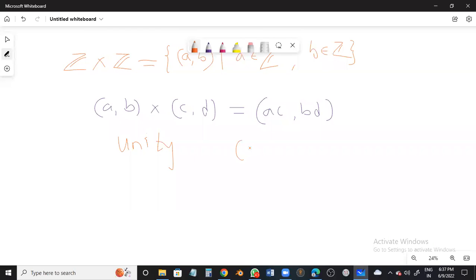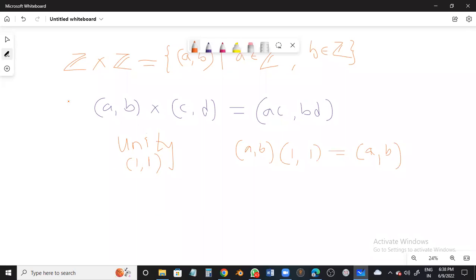So suppose you have the ordered pair AB, by what element will you multiply it so that you get back your AB? Can you guess? I want the first place to be A. So by what should I multiply A so as to get A? 1, yes, it must be 1. And second place? Yes, 1. So what is the unity here? (1, 1) is the unity.